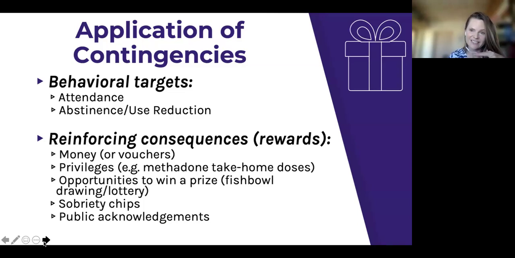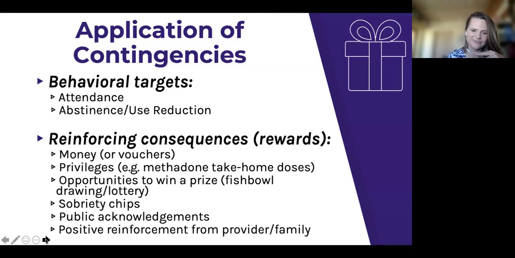And something I'll mention here, because it is important, is that you really want to make sure that whatever the reinforcement is, you have verified that it is relevant and salient to the patient, because it's not always what you think it would be that's helpful to them as a reinforcement.